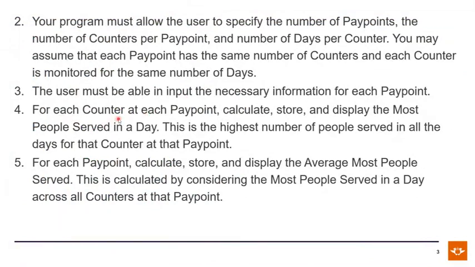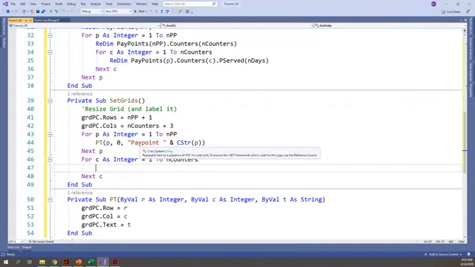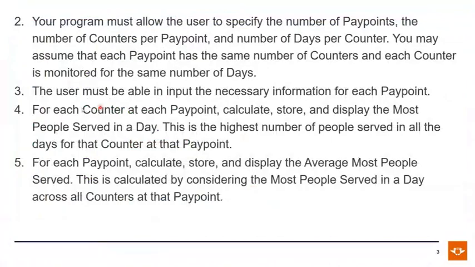However, for each counter, calculate, store, and display. The minute you see, oh, this is something, calculate, store, and display, then you know this must be displayed. Calculate, store, and display. This must be displayed. So these are the things that tell you what information has to be displayed. That's why you'll notice that I am putting in pay point information and counter information, for the reason that here it says for each counter and each pay point, calculate, store, and display. That means that it will be information relating to every counter at every pay point.